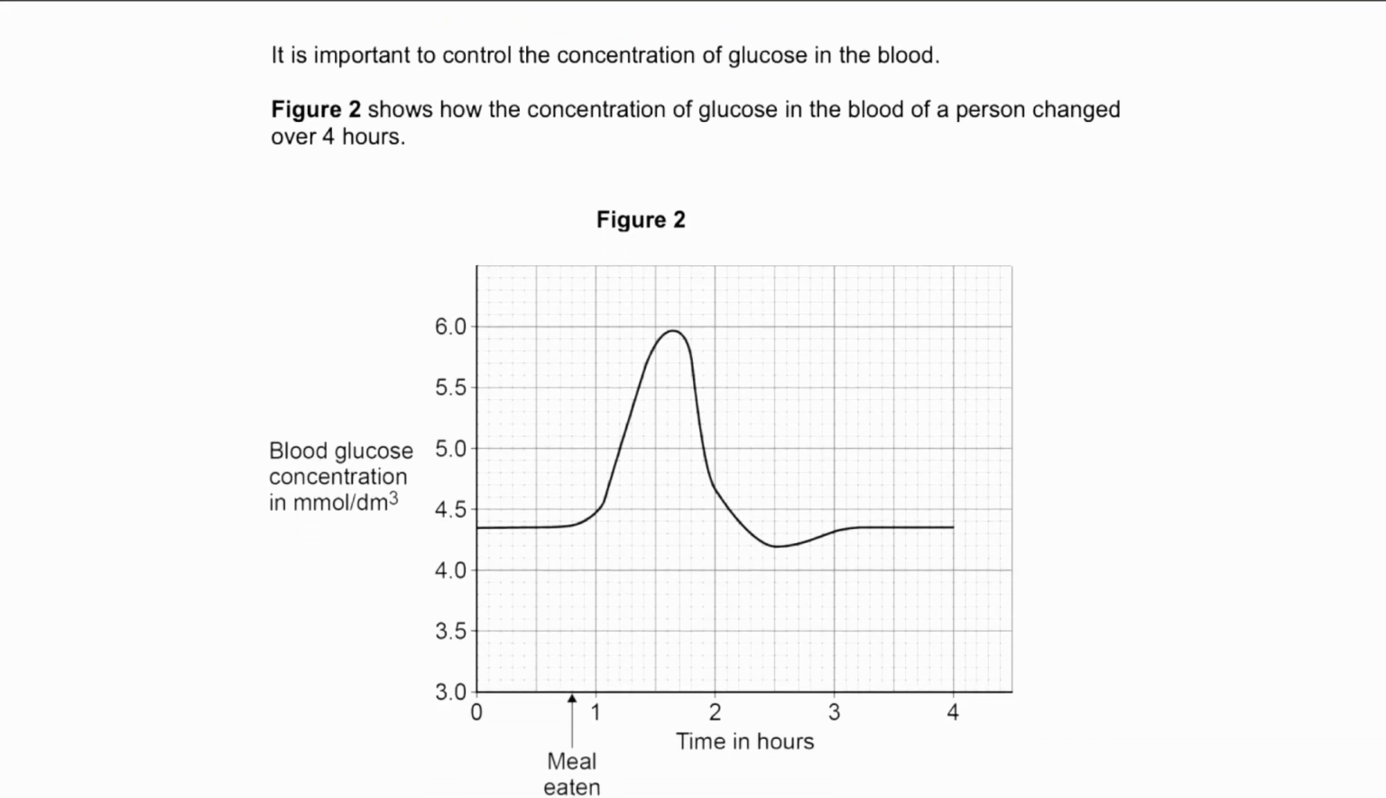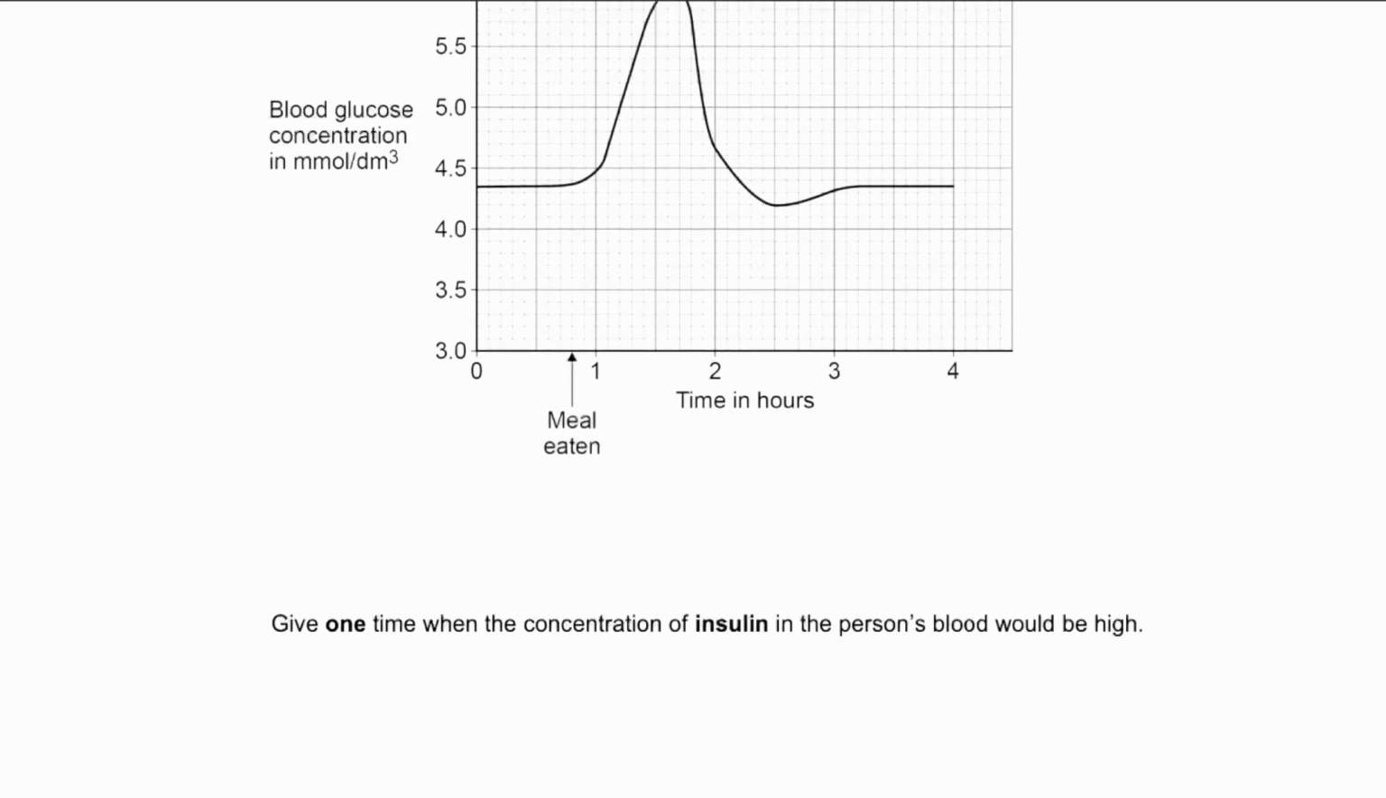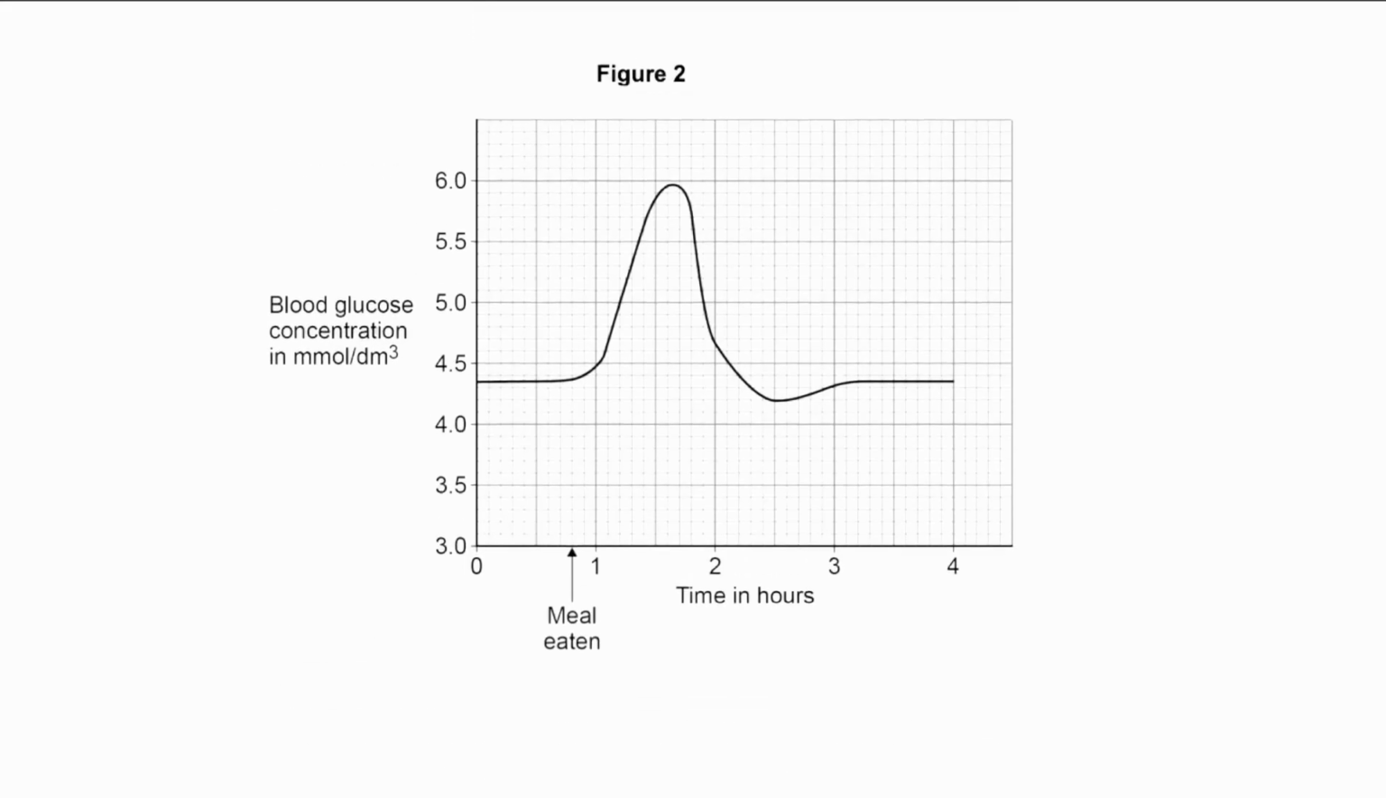solutions together. All right, first question then, we've got a graph showing blood glucose level across time. It tells us that it's important to control the concentration of glucose in the blood. Give one time when the concentration of insulin in the person's blood would be high. So essentially we need to understand what is the function of insulin. Well, insulin helps to regulate our blood glucose levels, and insulin spikes when the glucose levels in our blood spike.